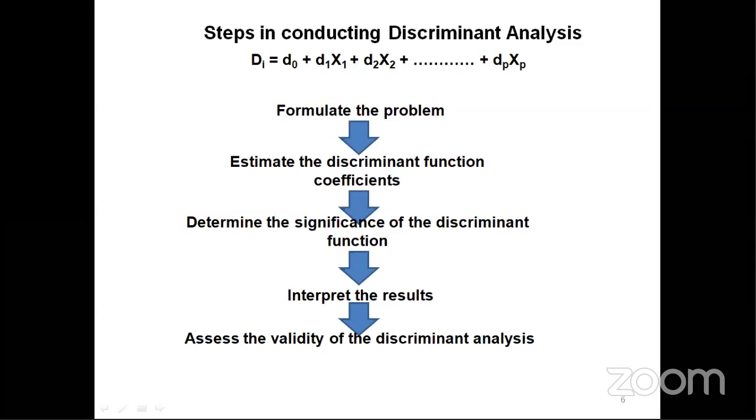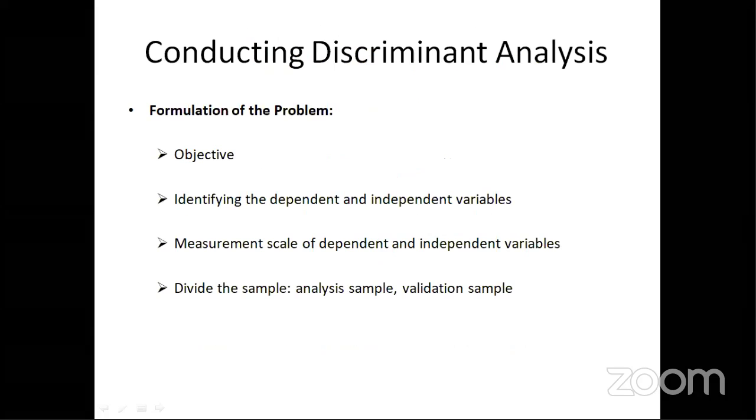Like factor analysis, here also we have a few steps for conducting a discriminant analysis. I have written the formula for the discriminant function. Again, I will remind you, we should not worry about the formula, because we'll get the discriminant score by using the software. So here we have 5-6 steps. First step is formulation of the problem. There also we had formulation of the problem. We'll have a separate slide for the formulation of the problem, I think.